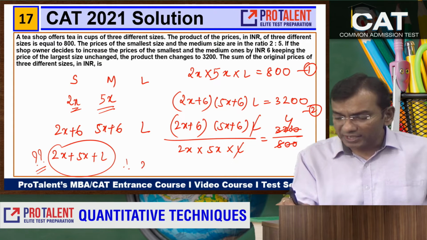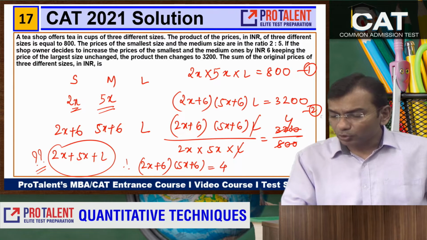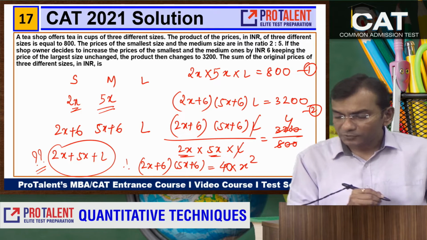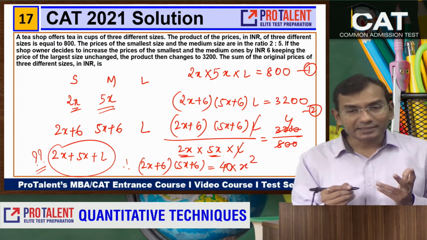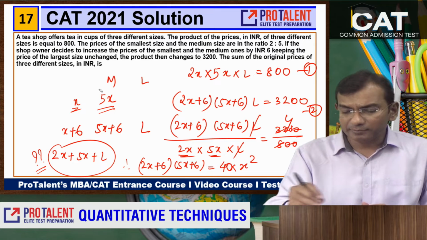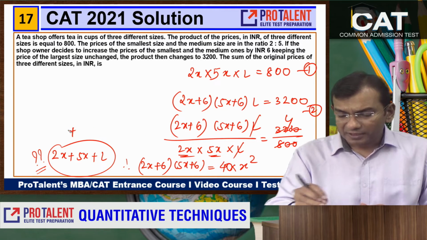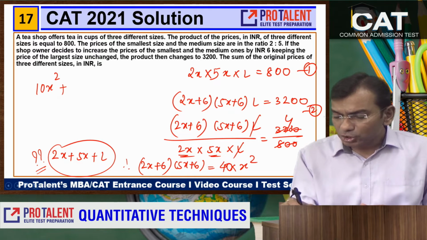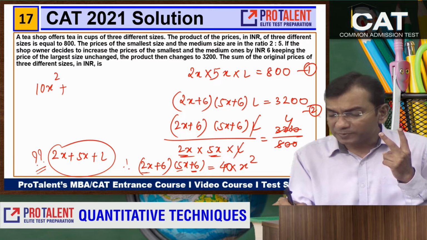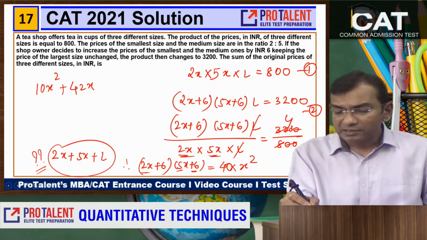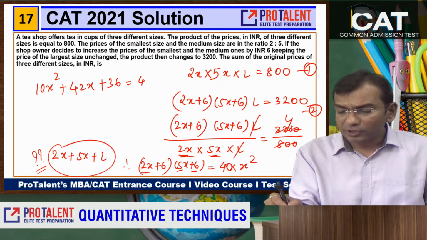Okay, so we say 2x plus 6 into 5x plus 6 is equal to 4 times 2x into 5x, which is 40x square. Okay, I think this is easy for us. Let's solve this now. A quadratic equation will be formed. Let me try this. 2x into 5x makes it 10x square plus 2x into 6, that is 12x, plus 6 into 5x is 30x. 30 plus 12 is 42x plus 36 is equal to 40x square.